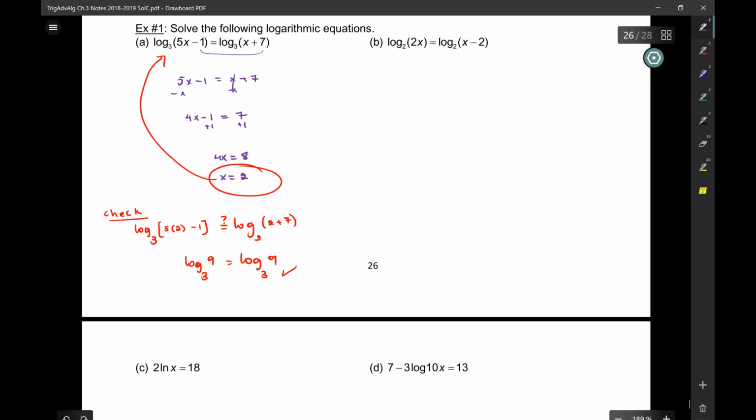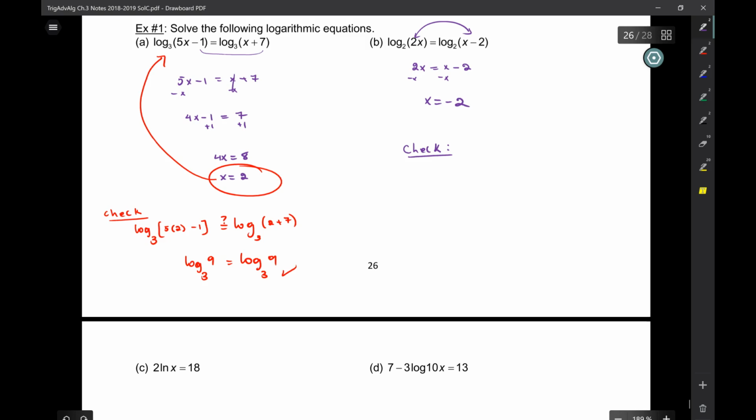Okay, here too, you have log base 2. We're going to set the insides equal to each other. So this will be 2x equal to x minus 2. I'm going to subtract x. X equals negative 2.